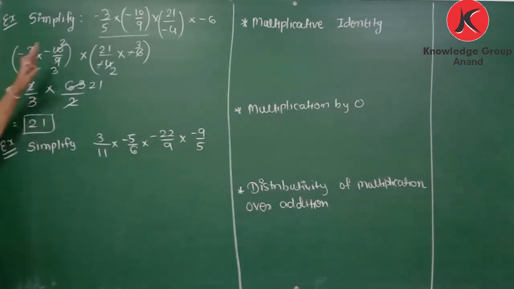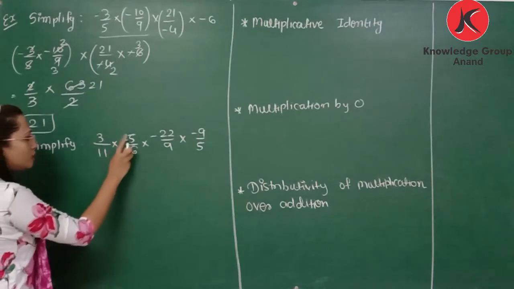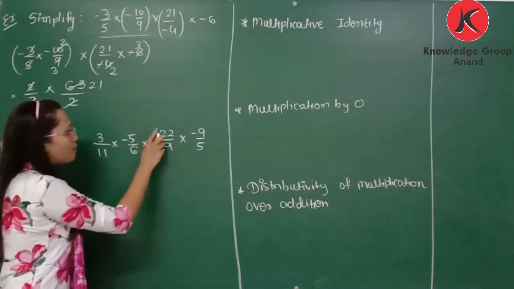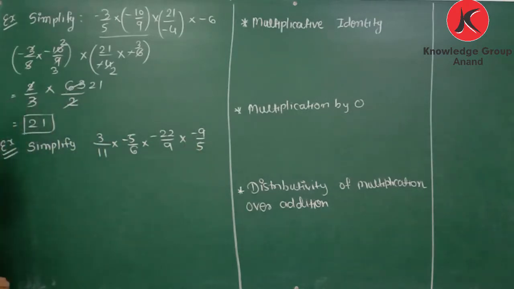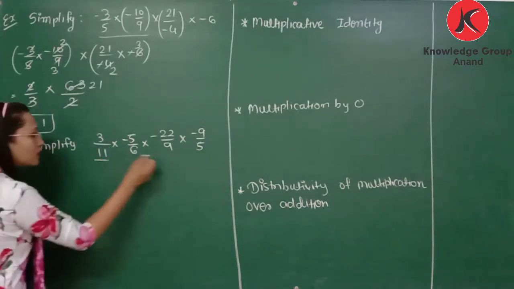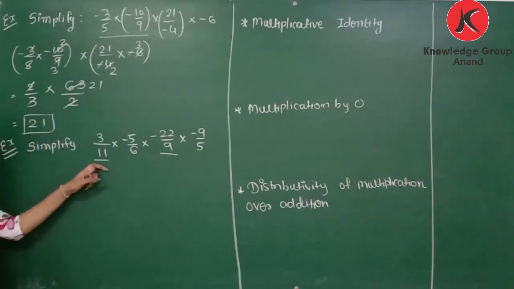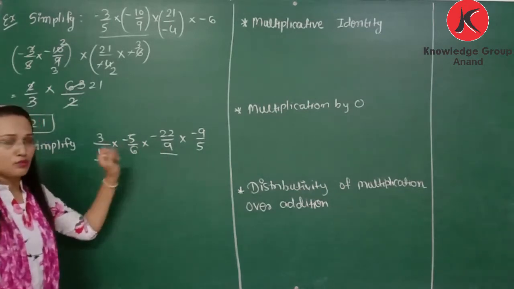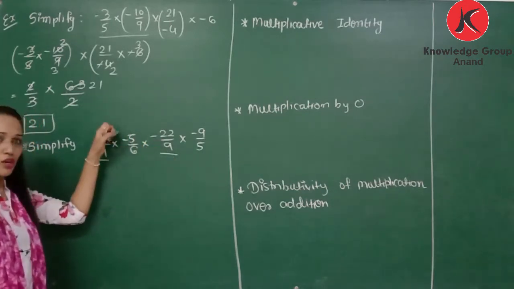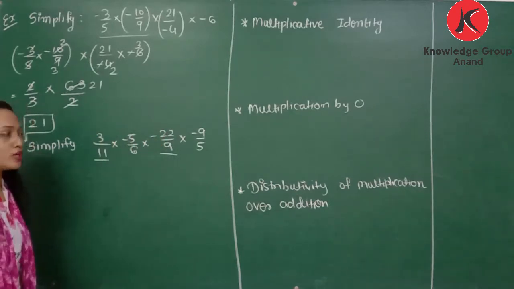Okay. Instead of multiplying all numerators and all denominators, it will be easy to find the multiplication of two rational numbers and multiply the answer. Now next example, simplify 3 by 11, multiply minus 5 by 6, multiply minus 22 by 9, multiply minus 9 by 5. So here what we can multiply first, you can see here the denominator is 11, this is 3 by 11 and minus 22 by 11. So there are common factors between 11 and 22 and 3 and 9. So it will be easy to multiply those two rational numbers.